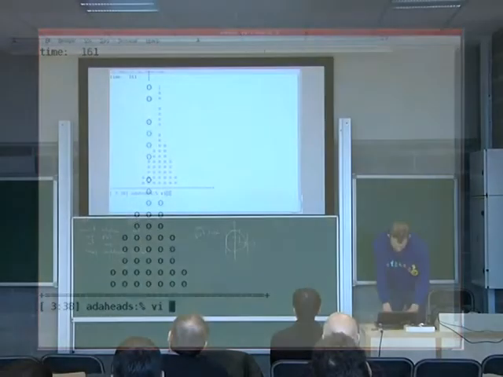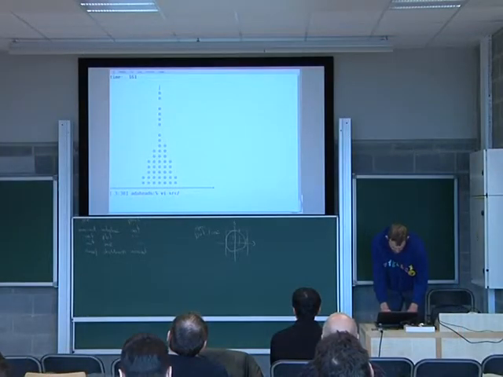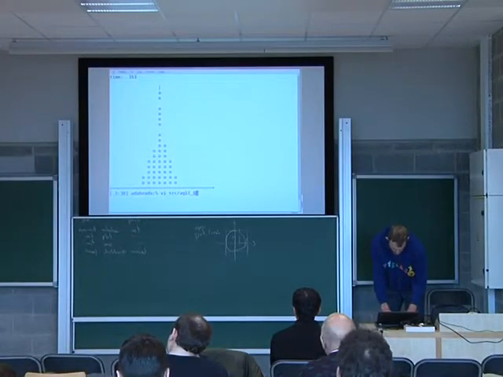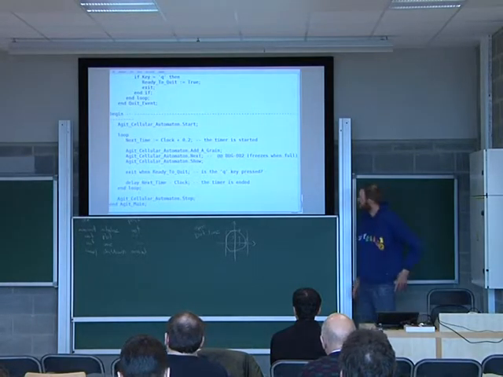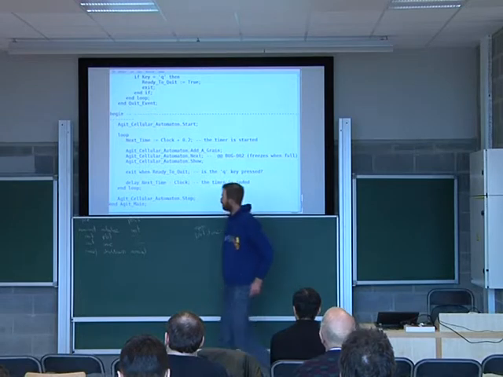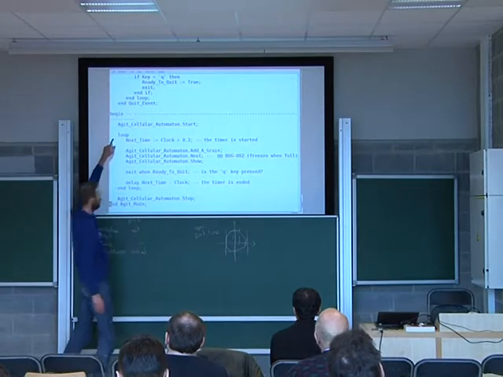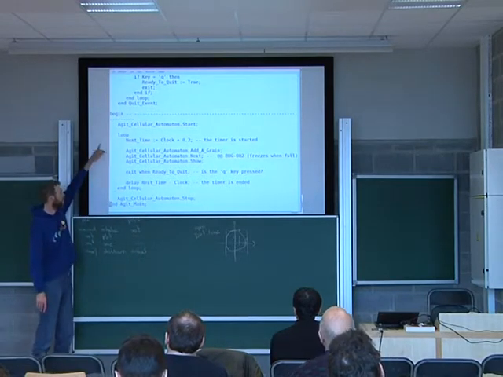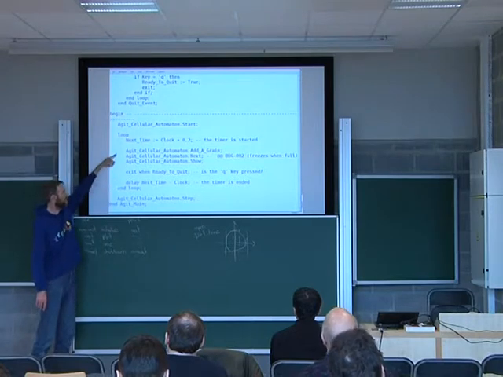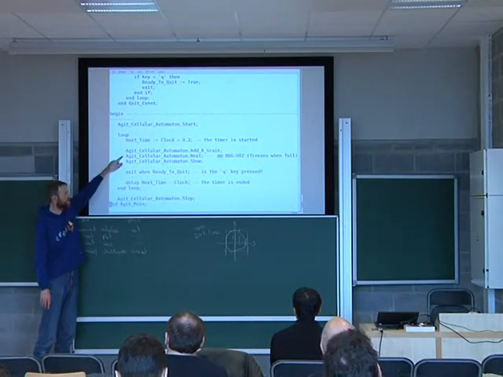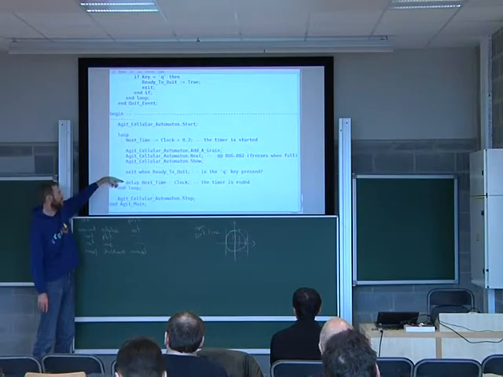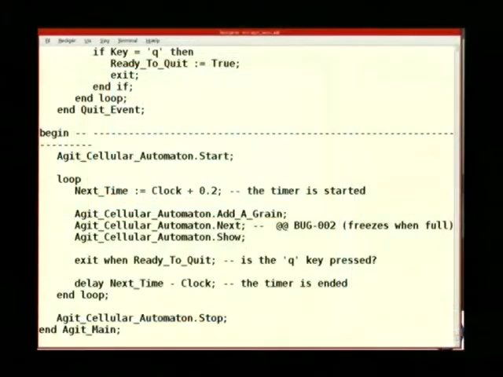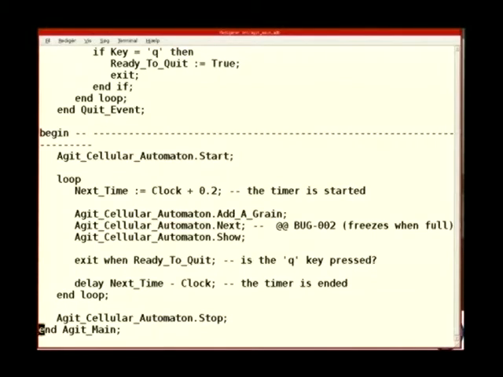Then I'll start by showing you the main body of the system. So it starts its cellular automaton, and then there's a loop of updating it, adding a grain next, and then showing, and then exiting, taking a register, and then clearing stuff up at the end.